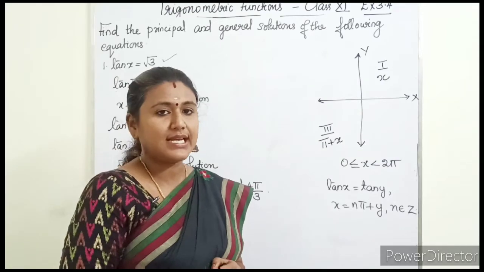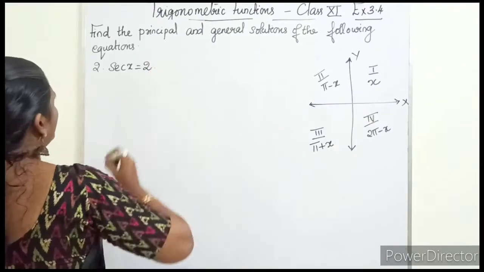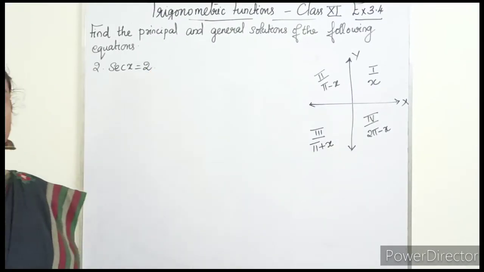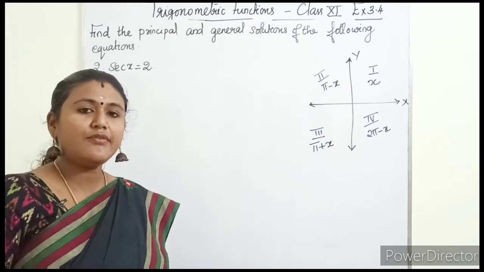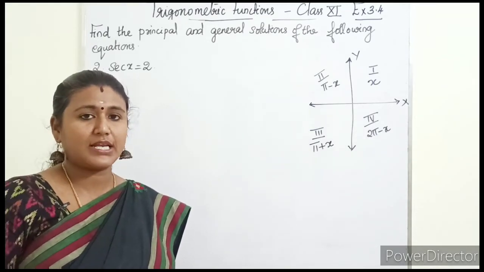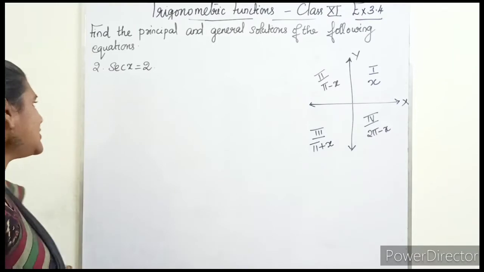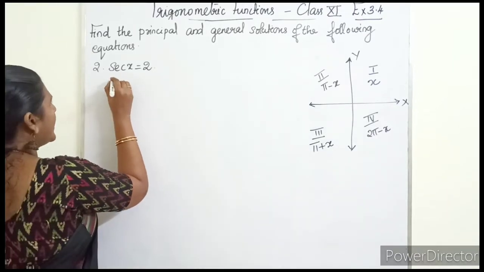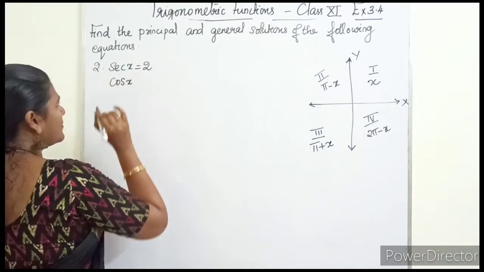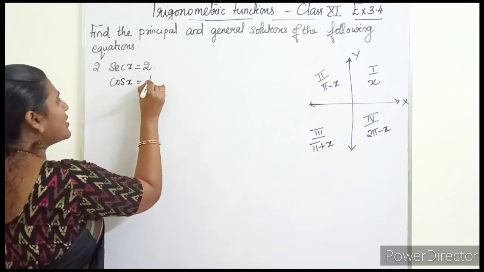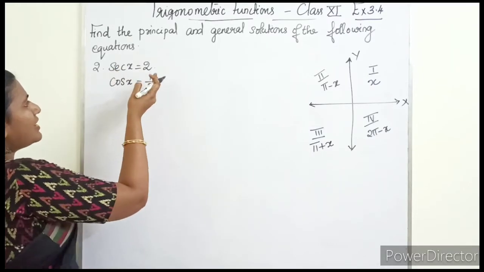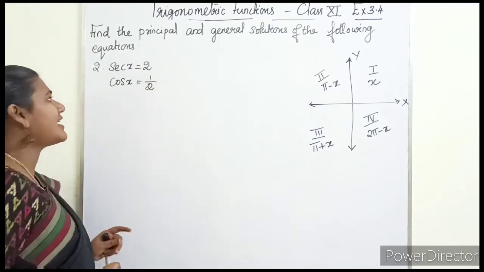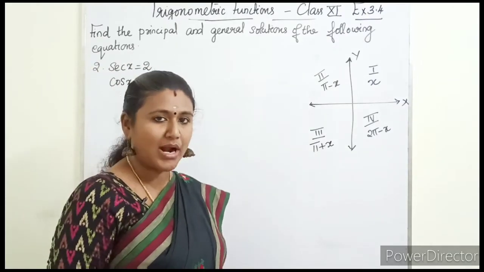Now we will see the next question. The second question is sec x is equal to 2. Here we have the trigonometric ratio sec, so we will change it into cos. Cos x is the reciprocal of sec x, so cos x is equal to 1 by 2. The given trigonometric equation we can rewrite as cos x is equal to 1 by 2.